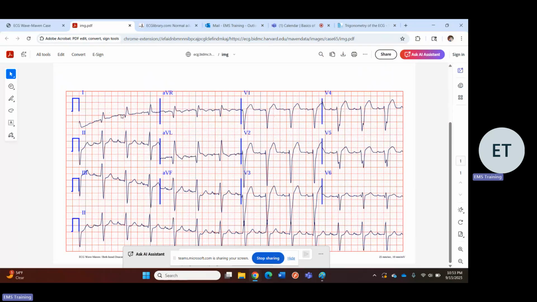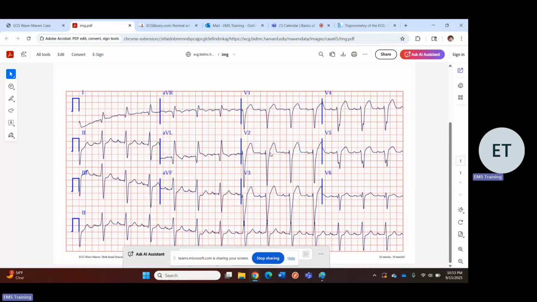But it does look wide. I don't know. Looking at the isoelectric line, which goes like this, there does look like there might be some ST elevation here, and kind of here as well. But that looks like ST elevation, but it doesn't look like there's as much here. I'm not sure. There are T-wave inversions here.